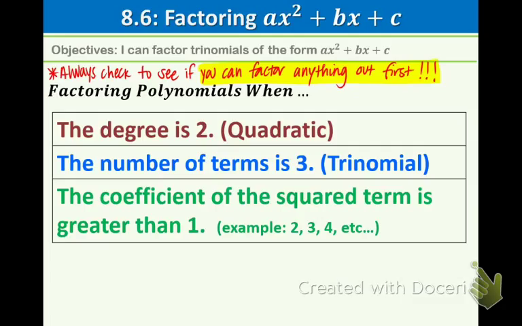The first thing is the degree must be 2, AKA it's a quadratic function. The number of terms is 3, called a trinomial, and the coefficient of the squared term is greater than 1. So the number in front of the x squared is not a 1, it's a 2, 3, 4, 5, etc. That is the difference between today's lesson and the previous section, 8.5. Remember, in 8.5, the leading coefficient was always 1. Today, the leading coefficient will never be 1. It's always 2, 3, etc. So these 3 conditions must be met in order to use the slide, divide, bottoms up method.